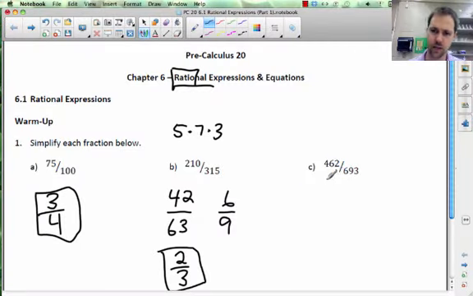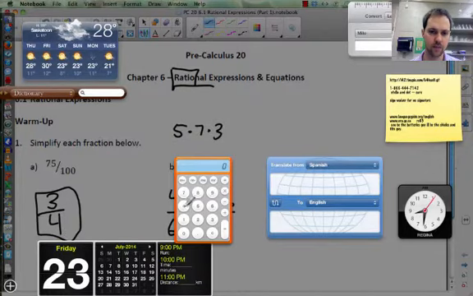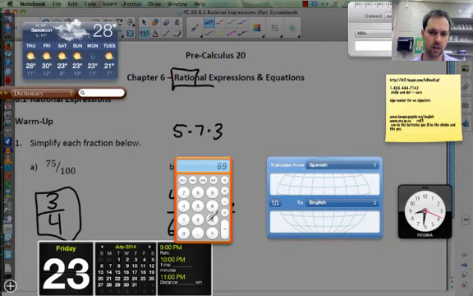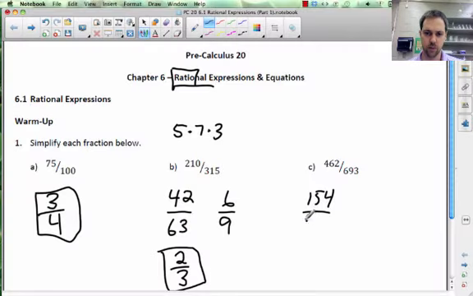462 over 693. 4 and 6 is 10 and 2 is 12. Since the sum of the digits is divisible by 3, so is the entire number. This one is as well. So let's try that. 462 divided by 3 equals 154. And 693 divided by 3 equals 231.